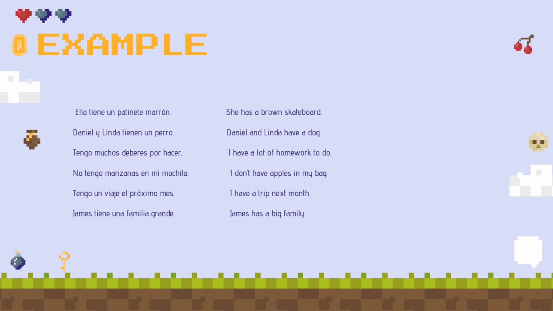No tengo manzanas en mi mochila. I don't have apples in my bag. Tengo un viaje el próximo mes. I have a trip next month. James tiene una familia grande. James has a big family. Next.